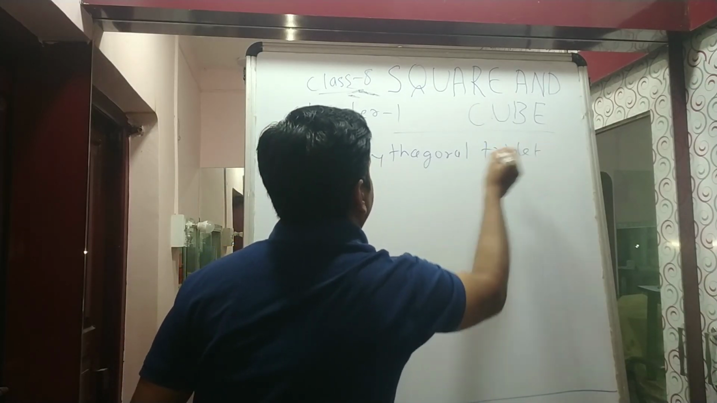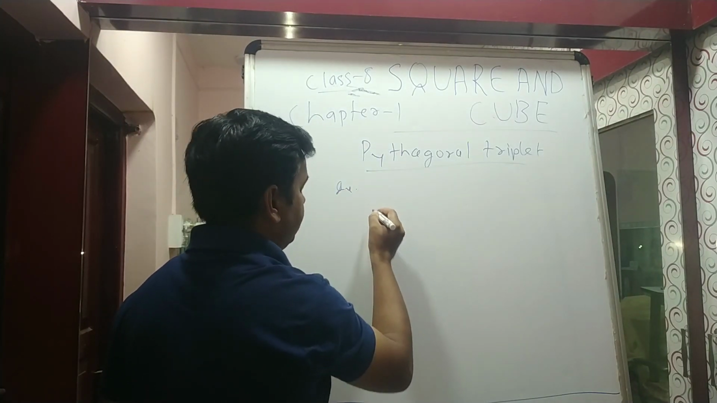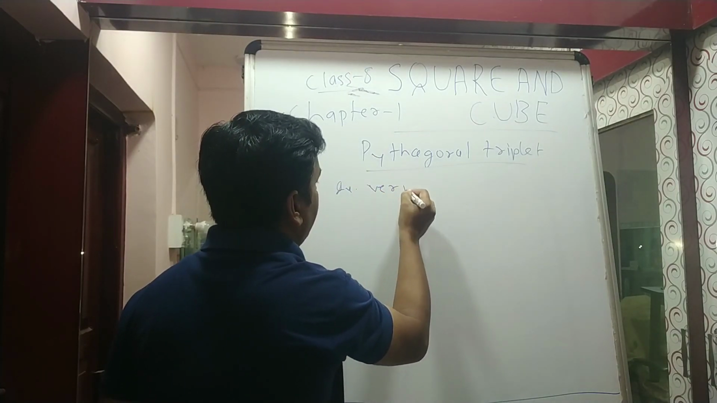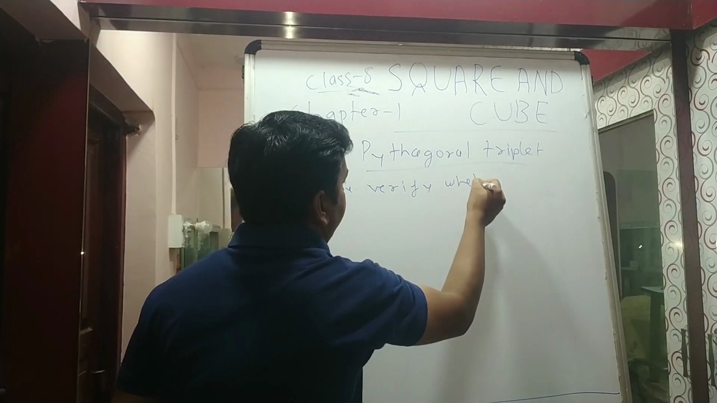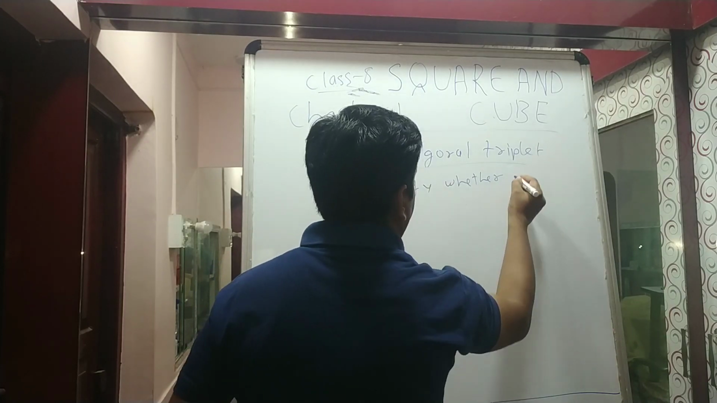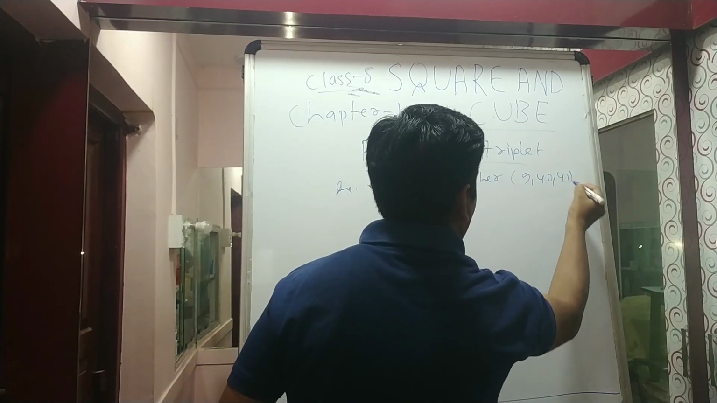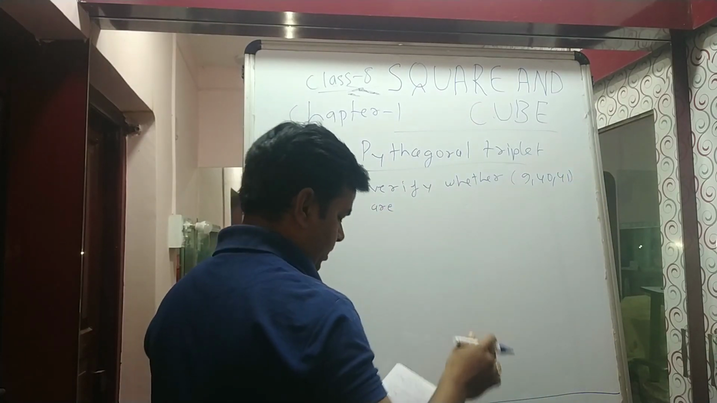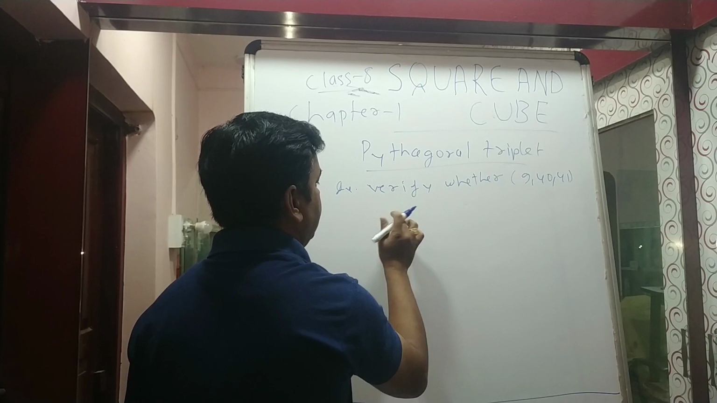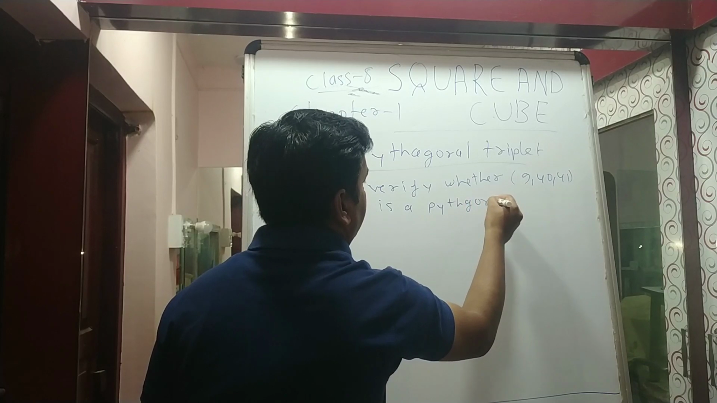Okay. Question may be given to us that verify whether any number 9, 40 and 41 is a Pythagorean triplet.